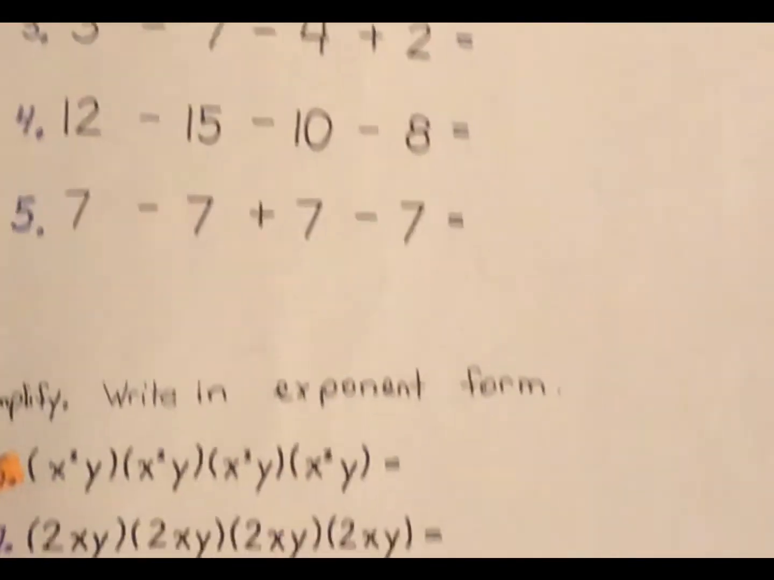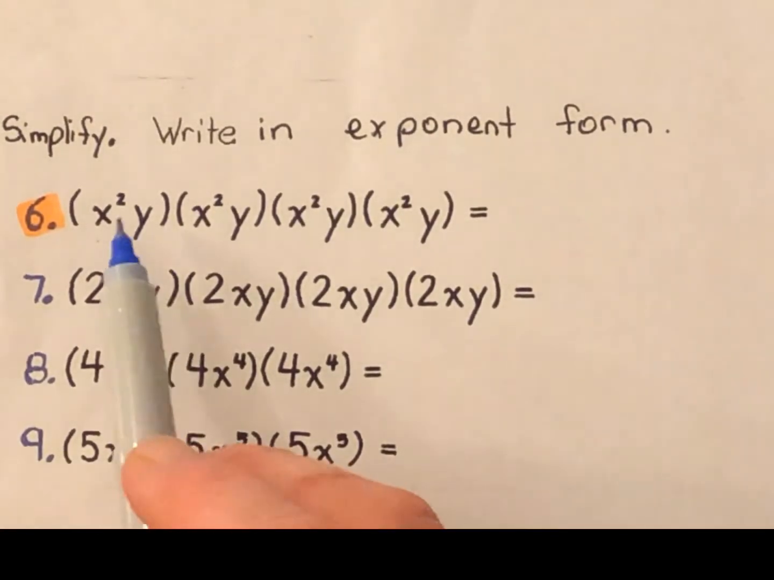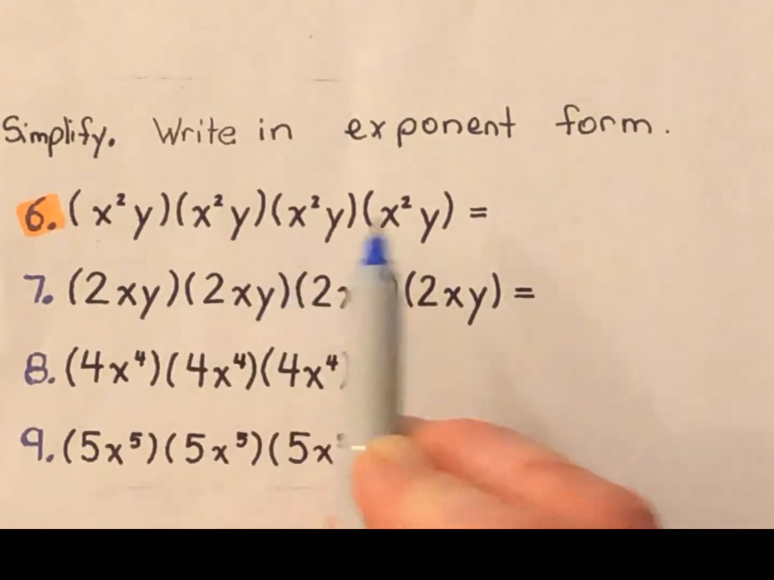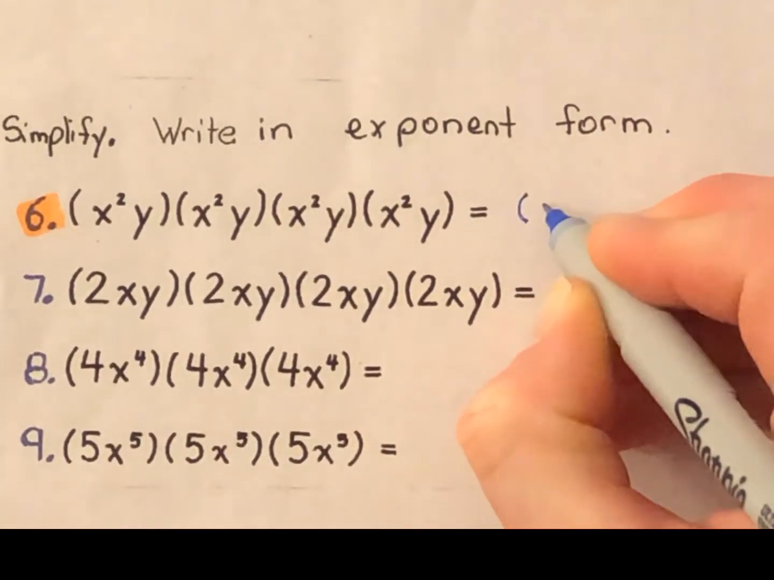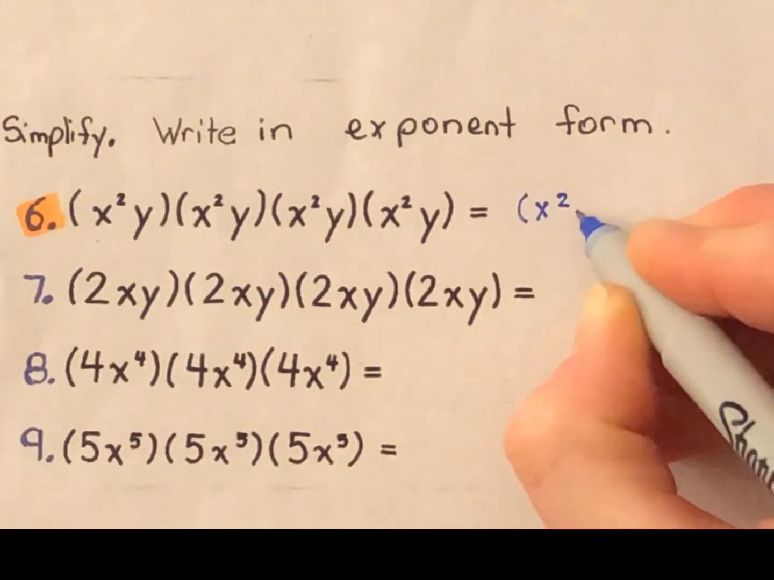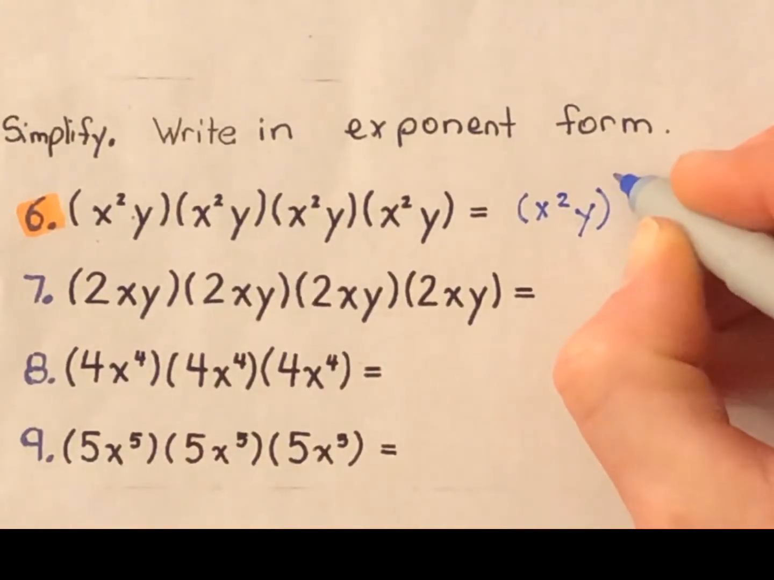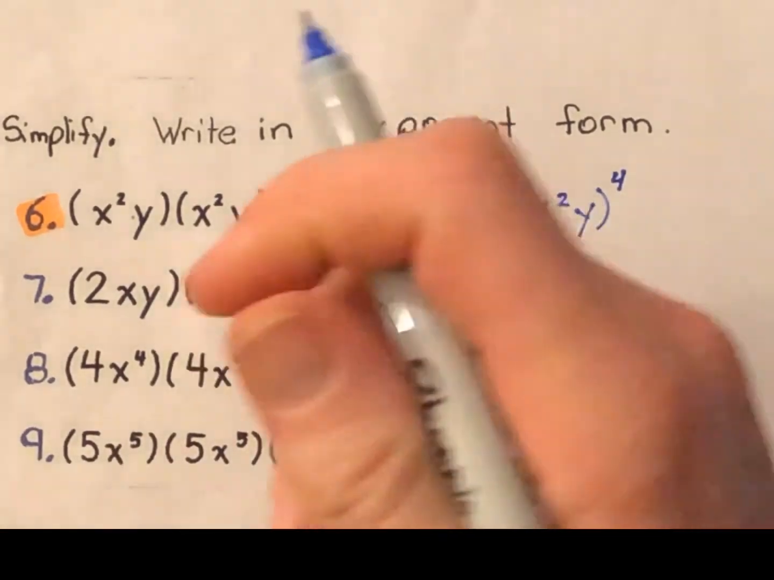Now let's move on to the second part. You are simplifying by writing these in exponent form. This is super easy. You have in parentheses x squared y 1, 2, 3, 4 times. So all you have to do is write in parentheses x squared y to the 4th power. And they're all very similar to that, so if you can do that one, then you can do the rest.